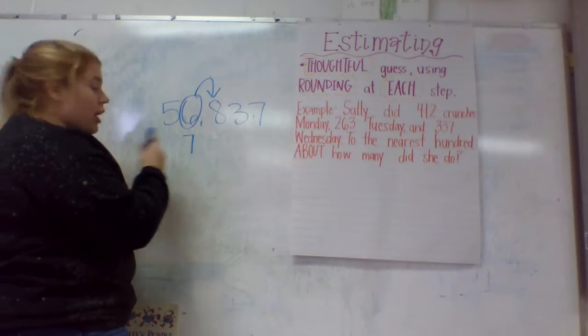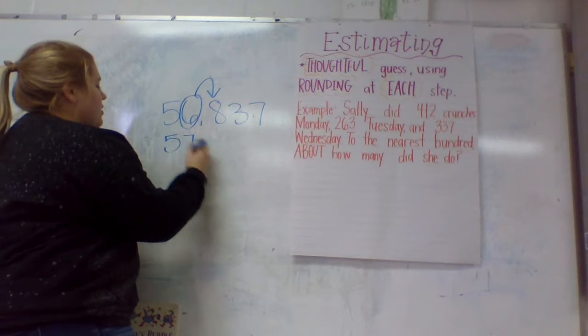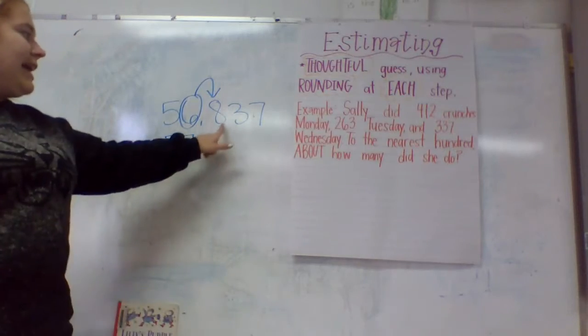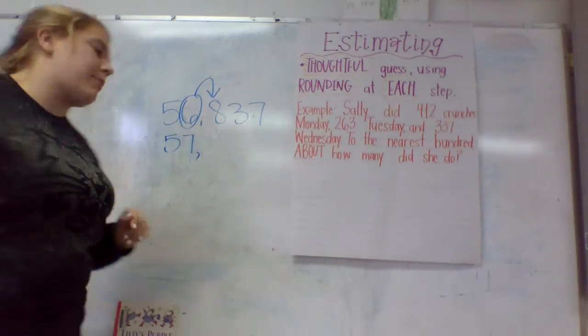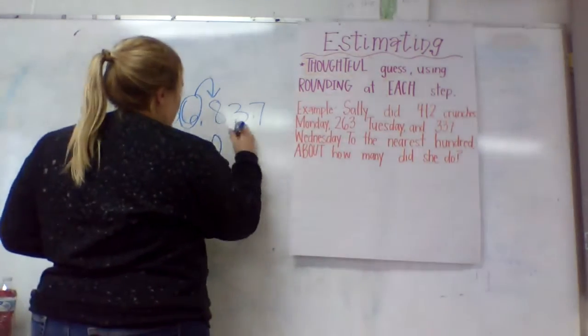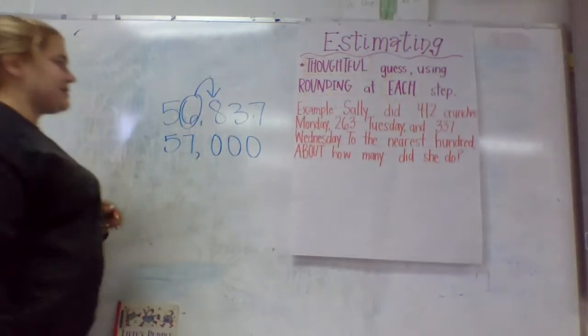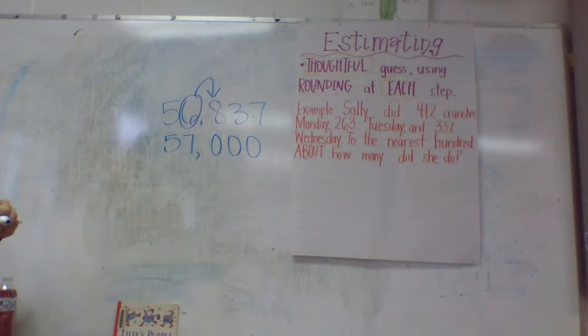Anything before my target number stays the same. So that stays a 5. Anything after my target number turns to a 0. So 56,837 rounded to the nearest thousands place is 57,000.